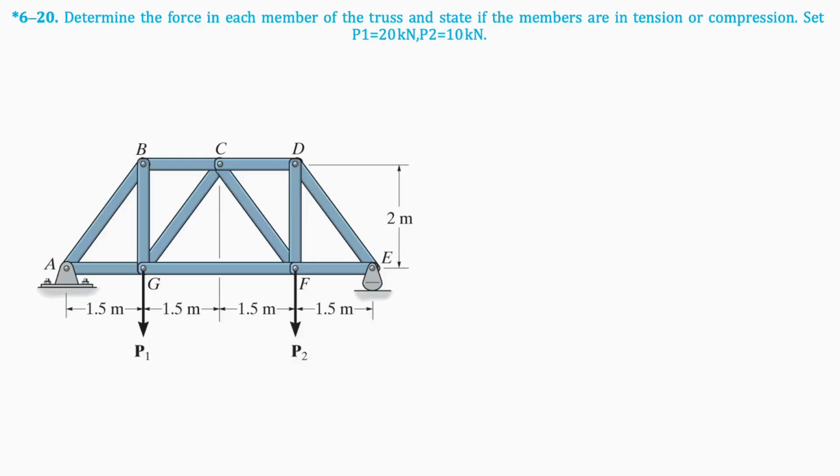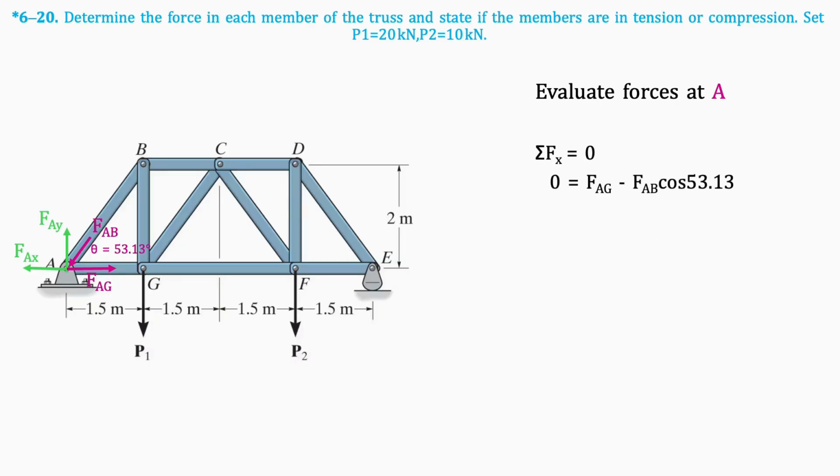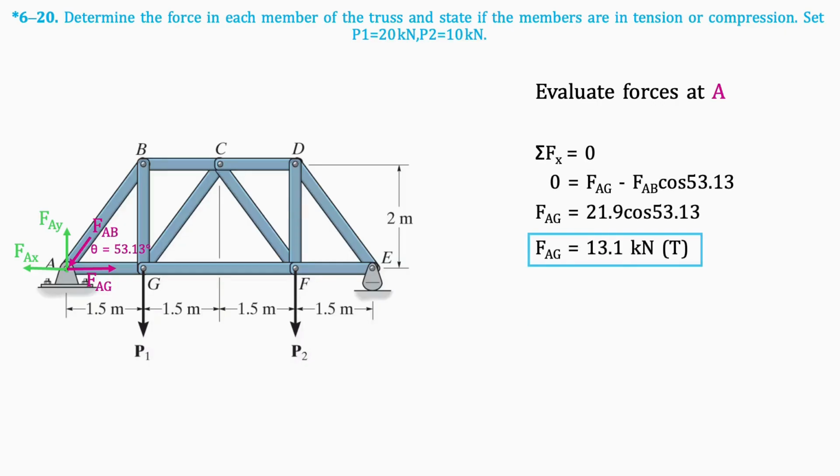To evaluate the forces at joint A, we must first determine the angle between members. This is done by taking the tangent of the ratio of the given side lengths, and results in an angle of 53.13 degrees. Knowing this angle, we can now solve for the forces at joint A. Taking the sum of vertical forces gives that FAB is equal to 21.9 kilonewtons in compression. Since this is a compression force, we must flip its direction in the free body diagram. Taking the sum of horizontal forces gives that FAG is equal to 13.1 kilonewtons in tension.